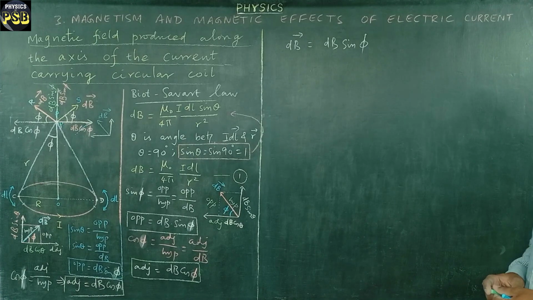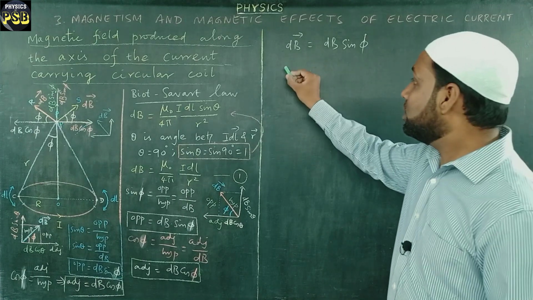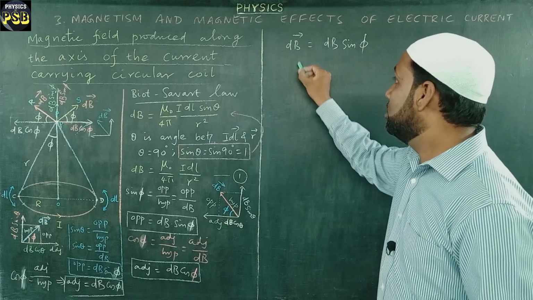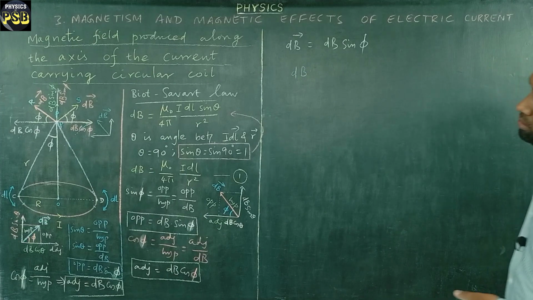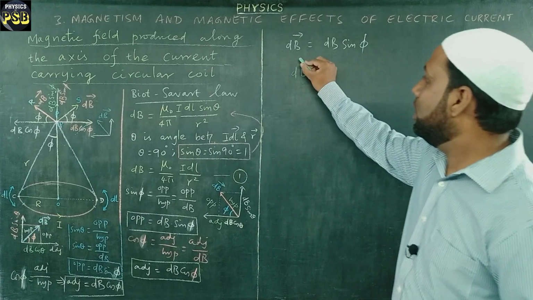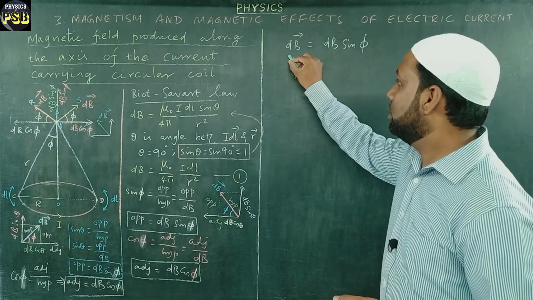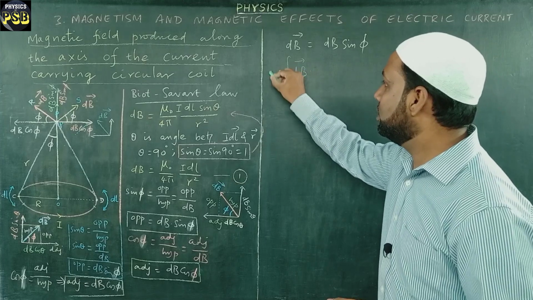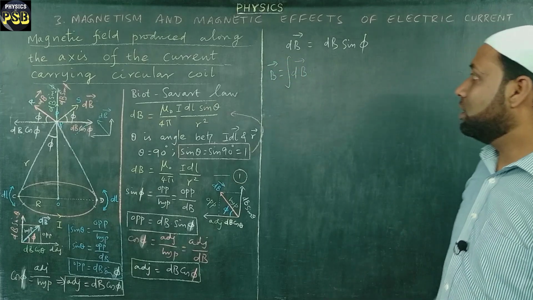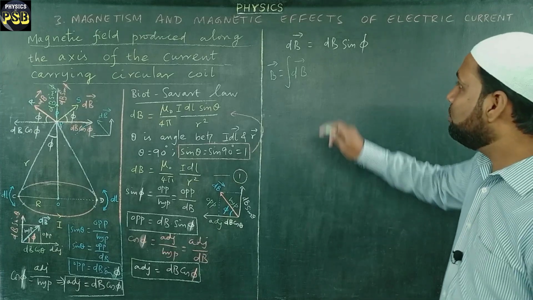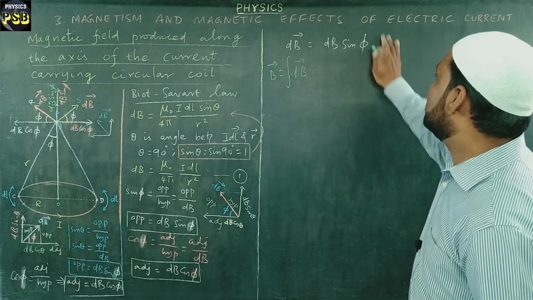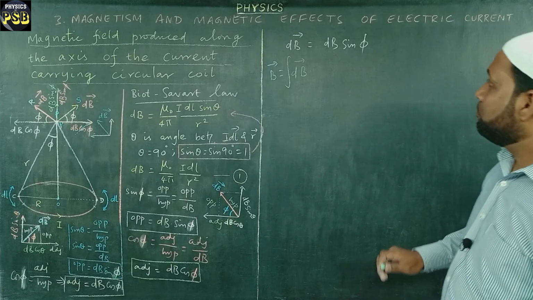Now, to get the B vector from the dB vector, I need to integrate this. If I integrate, I will get the B vector. Before I proceed, let me give the direction to this part of the equation.